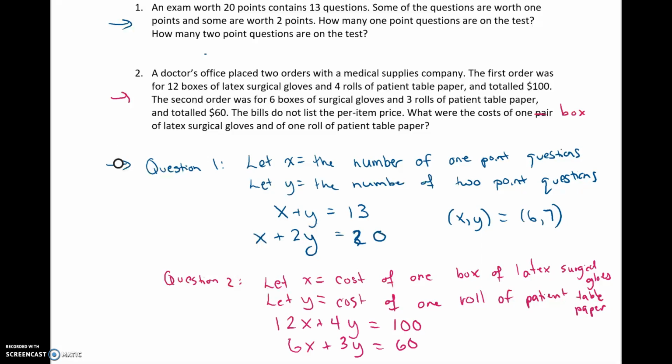You can check that the ratios between the coefficients of x and y are not the same in both equations, and there is a single solution to the system. It works out that the cost of 1 box of latex surgical gloves is $5, and the cost of 1 roll of patient table paper is $10. I'll leave it to you as an exercise to graph the lines 12x plus 4y is equal to 100, as well as 6x plus 3y is equal to 60, and confirm that the lines intersect at the point (5, 10).